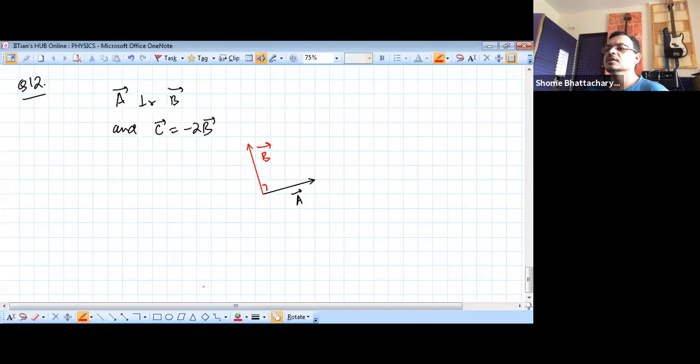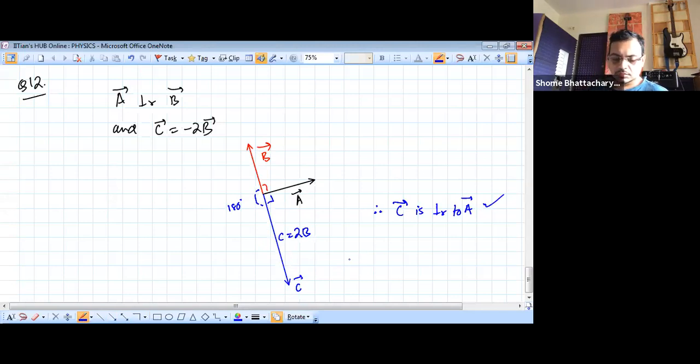तो b अगर ऐसा है तो यहाँ पे c कैसा होगा? C has to be opposite to b, ना? So c has to be like this. This is 180 degrees, which means that this is 90 degrees. So therefore, c is perpendicular to b. We can see that with confidence. So option A is the correct.